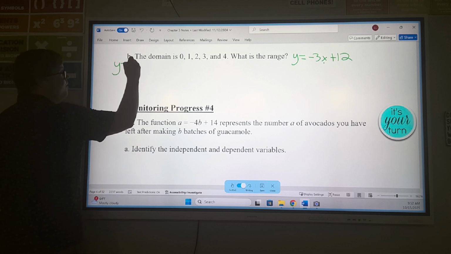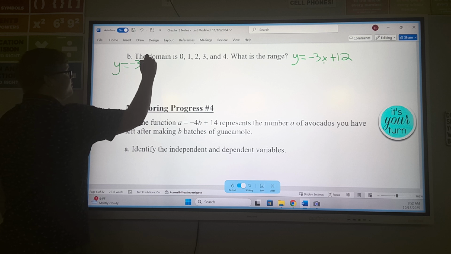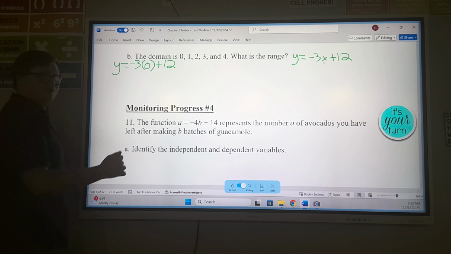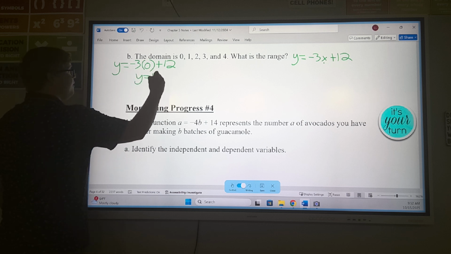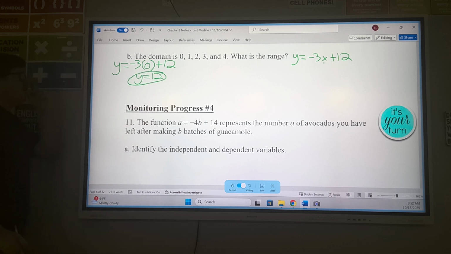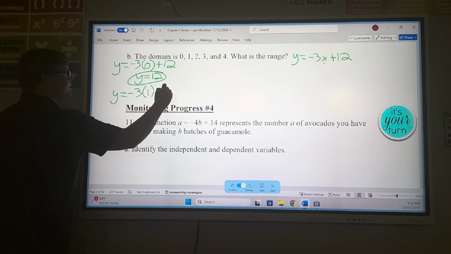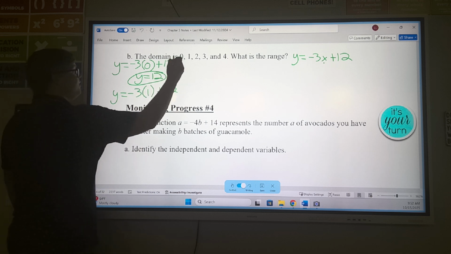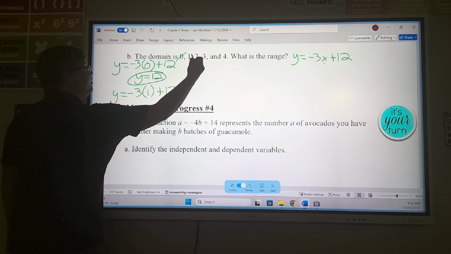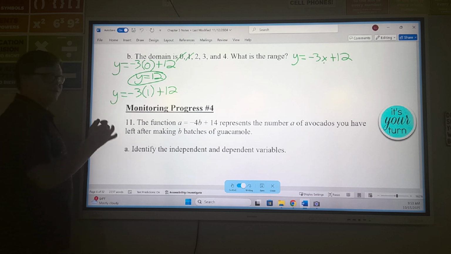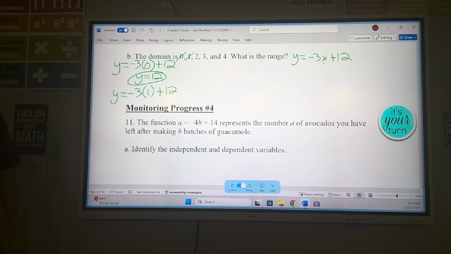So the first one, y equals negative 3. Let's plug 0 in first. Negative 3 times 0 is 0. 0 plus 12 is 12. Okay, our next one. Negative 3, let's put 1 in, times 1 plus 12. It may be beneficial to cross these off as you put them into your equation so you don't lose track. Negative 3 times 1 is negative 3. Negative 3 plus 12, or 12 minus 3, is 9.